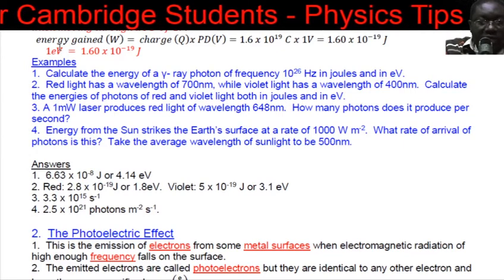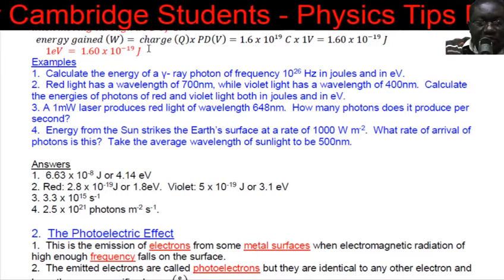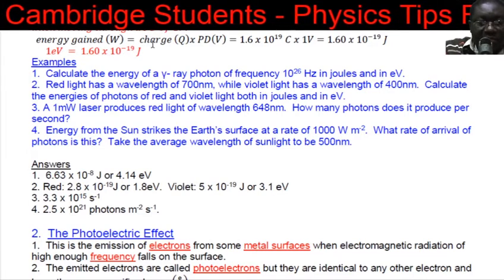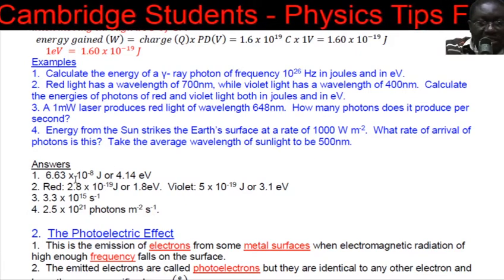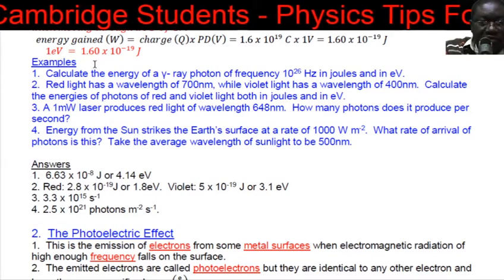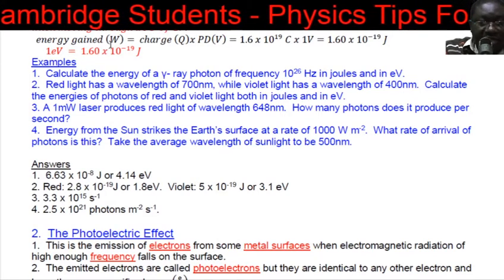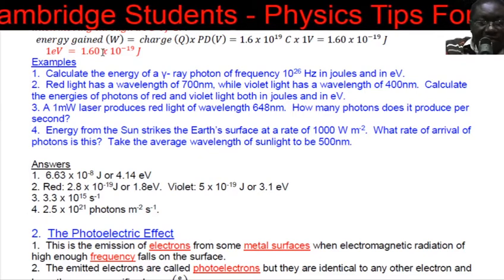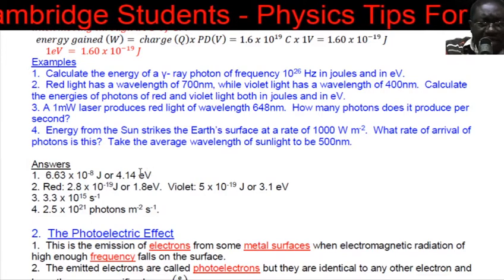Now, since 1 eV is equal to 1.60 × 10^-19 joules, we make a simple proportion here. What about this energy, 6.63 × 10^-8 joules? What will it be in eV? You get 6.63 × 10^-8 over 1.60 × 10^-19, times 1. Then your answer should be 4.14 × 10^11 eV.